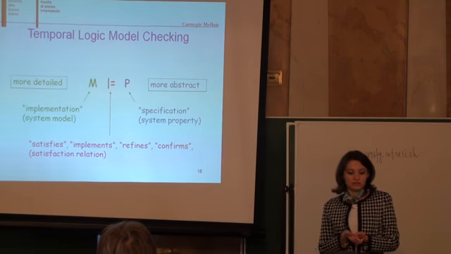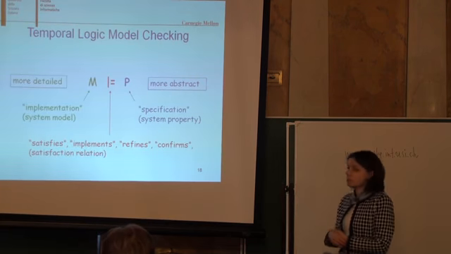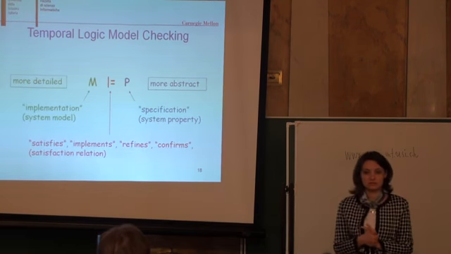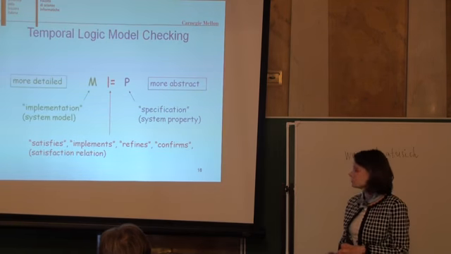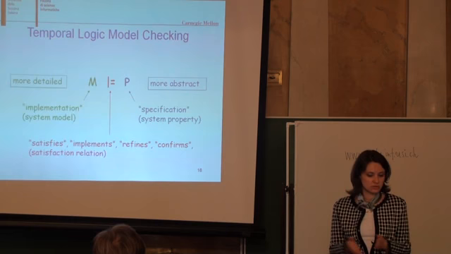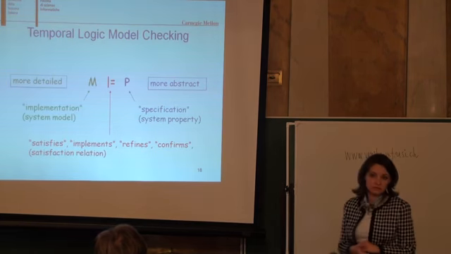So naturally the model is more detailed and the system specification is more abstract. The model is all behaviors of your system. The property is something concrete, one particular specification, and our job is just to relate these two.